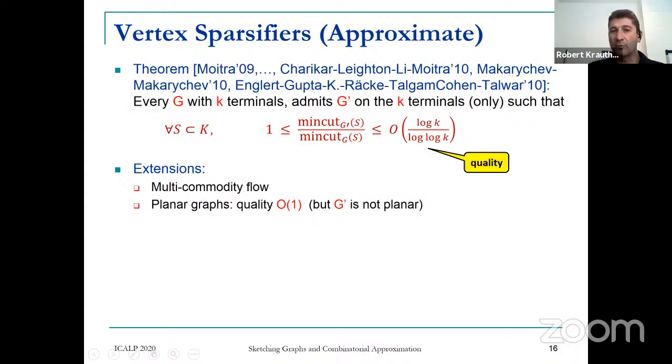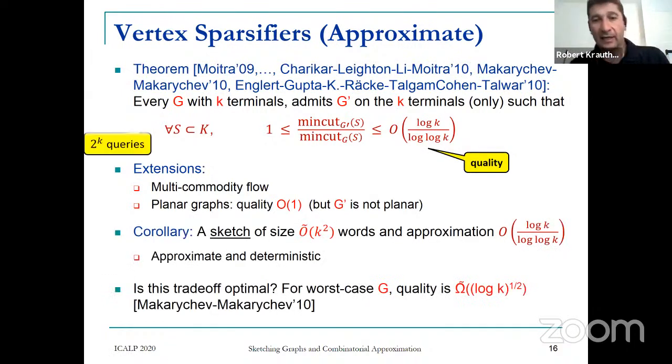And this extends to multi-commodity flow, and for planar graphs you can actually get better, but for general graphs you have this bound, which is slightly better than log k. Very interesting that it's even slightly better than log k. And this gives you a sketch, because this graph G prime has only the k terminals, k vertices. Of course, it has at most k squared edges. So basically, it represents all the 2 to the k cuts that you might be interested in using only k squared many words, but with some approximation, which is logarithmic.